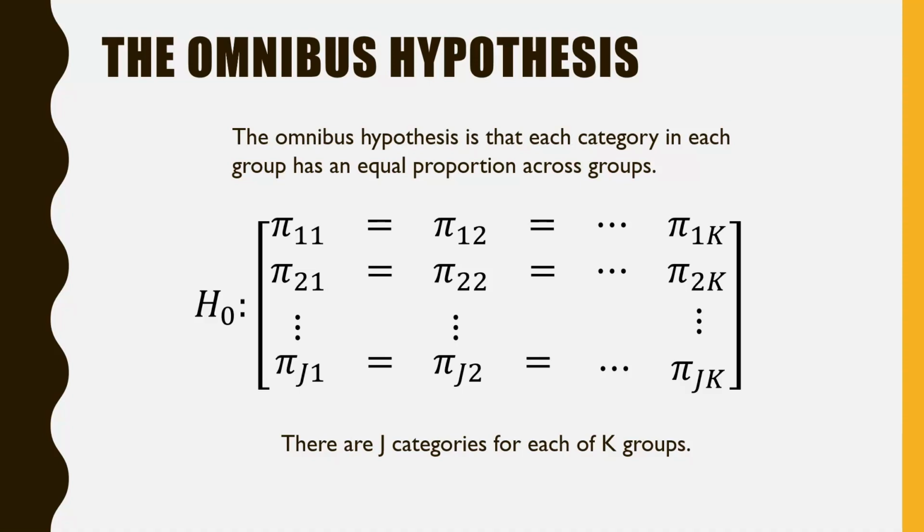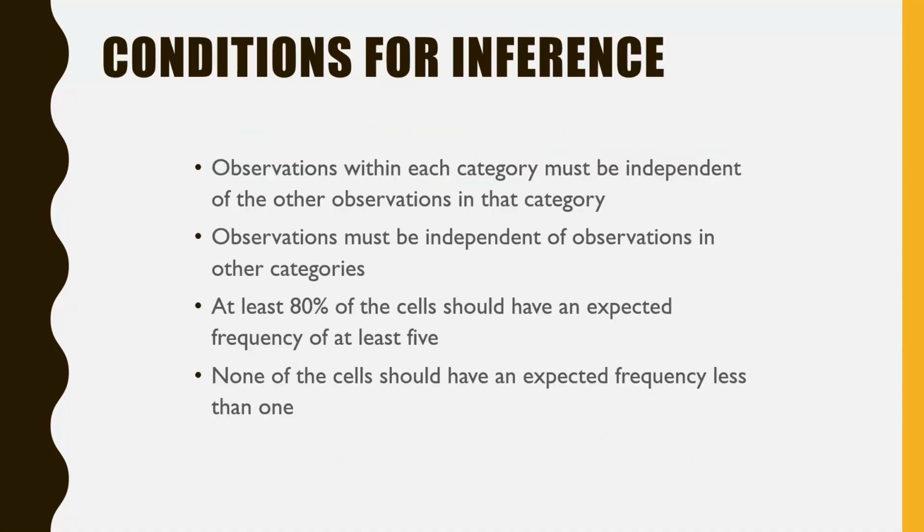Now, how do we test this omnibus hypothesis? First, we have to meet certain conditions for valid inference. The observations within each category must be independent of the other observations in that category.